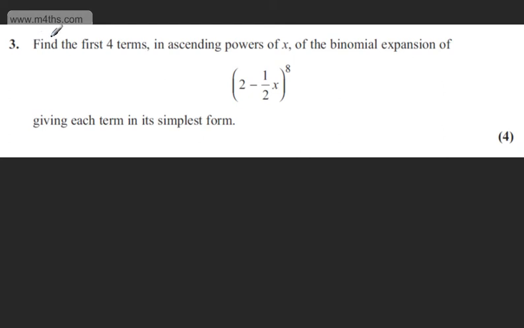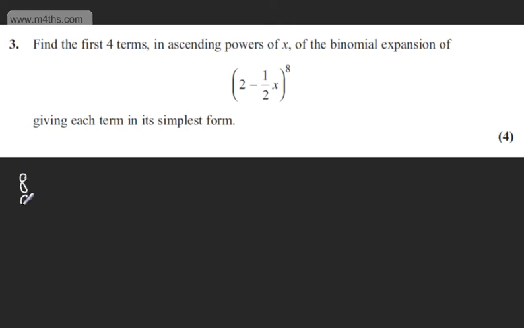This is question 3. We're asked to find the first 4 terms in ascending powers of x of the binomial expansion of (2 - 1/2 x)^8, giving each term in its simplest form. The question carries 4 marks. I'm going to use the nCr method to find the binomial coefficients.